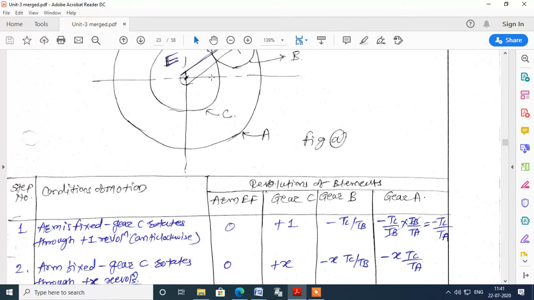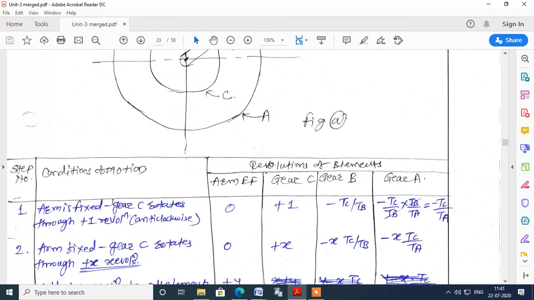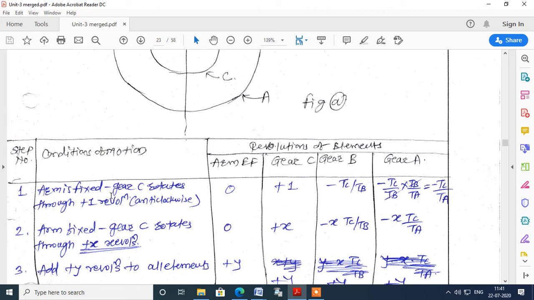Let us say arm EF, so we are assuming it is fixed. So arm EF first. Then power is given to, let us say, gear C. Gear C is meshing with gear B, correct? So gear C, then gear B, and after gear B it is gear A. Understood? First step: arm is fixed, gear C rotates through plus 1 revolution anti-clockwise.